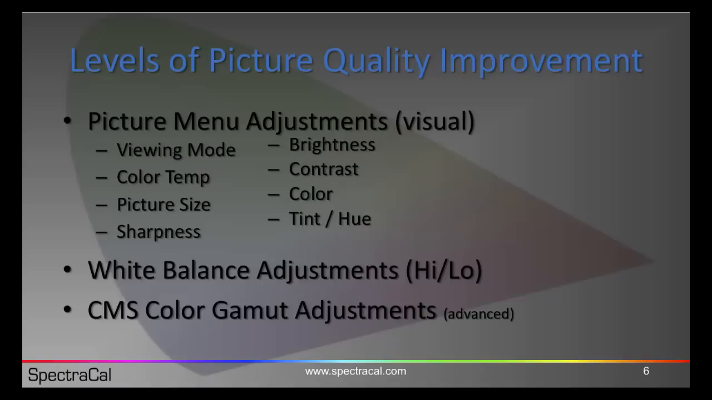The next level of adjustment then would be the white balance adjustments, which would cause the color of the gray or white portions of the screen to be the desired color of white or gray at all different luminance levels. This is also known as grayscale tracking. And then from an advanced perspective, in some cases we may also make color gamut adjustments, CMS or color management system as they are sometimes known. These adjustments will be used to set the color of the primary and secondary colors on the display to target values. But this is an advanced topic that we will not be going into in depth today.